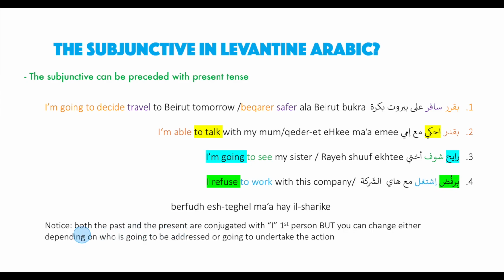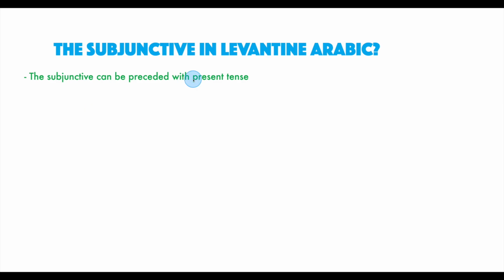I'd like to highlight that both the past and the present tense can be conjugated with I first person. However, you could change the conjugation depending on who's going to undertake the action or who's going to be addressed within the sentence. Let's have a look at those examples.